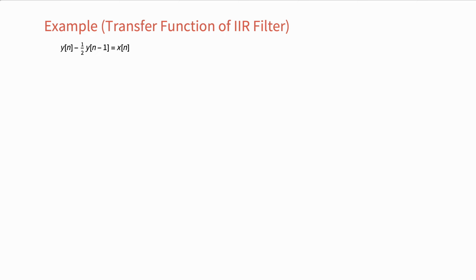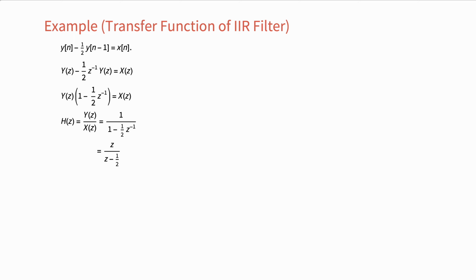As an example, let's find the system transfer function of the IIR filter described by the difference equation shown here. Using the time shift theorem, we can transfer the difference equation into the algebraic equation shown here. Simplifying the equation, we have the system transfer function h of z as the ratio of the Z transform of the output sequence over the Z transform of the input sequence. We can simplify and write the expression in terms of Z.